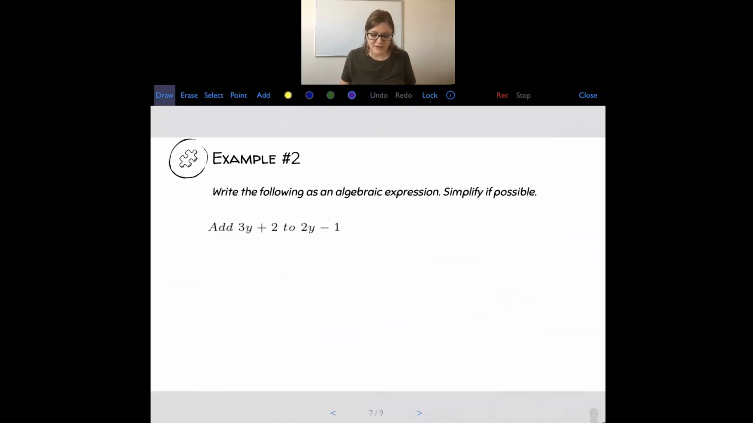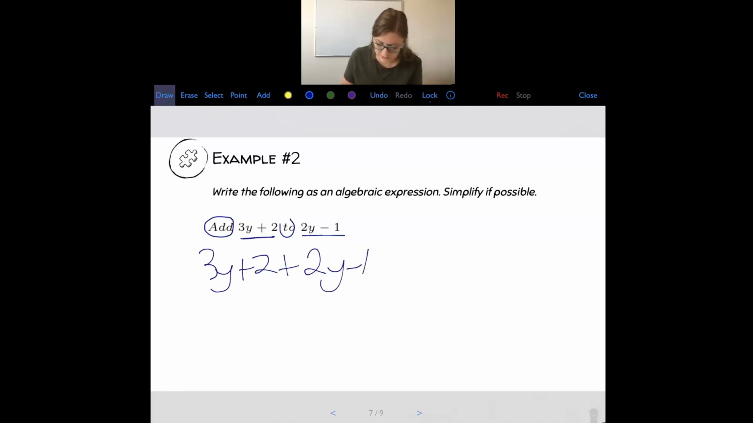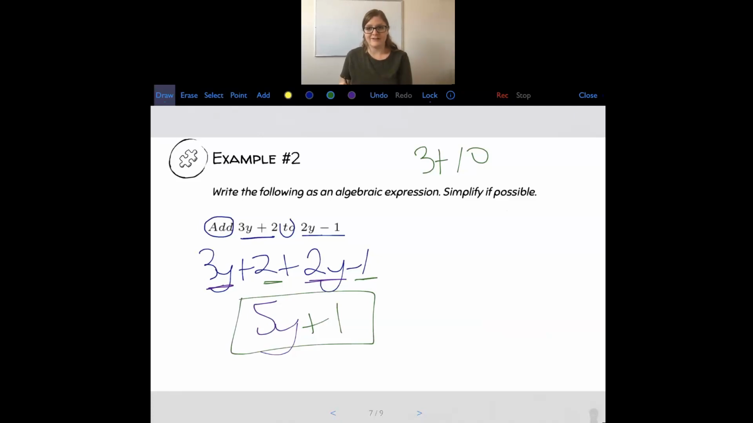Last example, write the following as an algebraic expression, simplify it if possible. So these problems usually have something in front that'll tell you what to do. So in this case, we're adding 3y plus 2 to 2y minus 1. So if we translate this, this is 3y plus 2 plus 2y minus 1. If I did 3 plus 10, you could think of this as 3 being added to 10. So that's how we're able to do this even with expressions. And then we combine our like terms. 3y and 2y is 5y. And then 2 minus 1 is just a positive 1. So the final answer there is 5y plus 1.